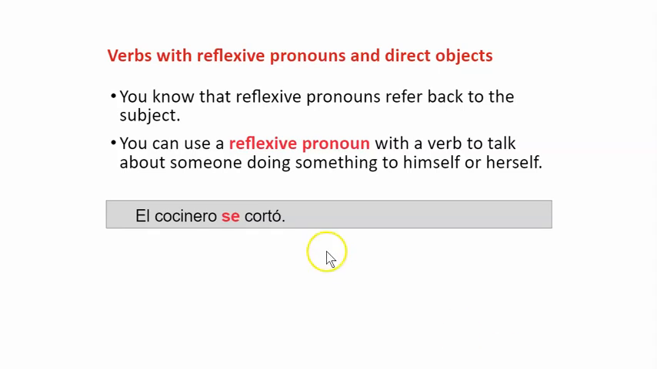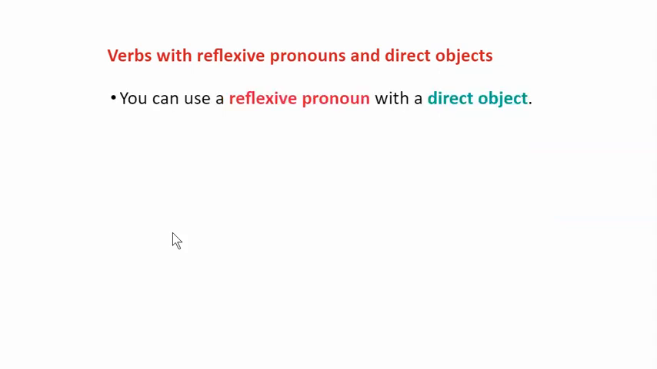So this is a verb, cortarse, that has been conjugated in order to indicate that the chef did something to himself. Your reflexive pronouns are me, te, se, nos, os, se. So those are always going to get conjugated with the pronoun. If it's a reflexive verb, using that reflexive pronoun in the conjugation is required.